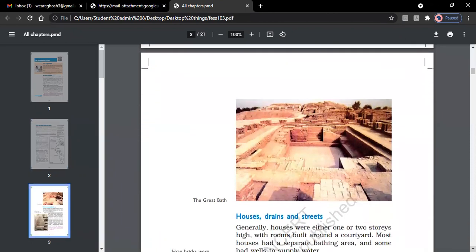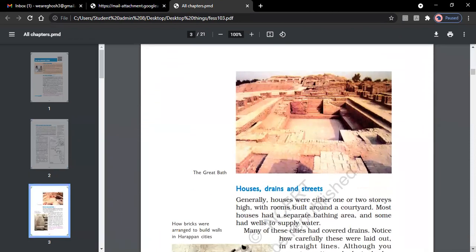Here you can get a picture question. You get the picture of the Great Bath, and the teacher can ask you: where is the Great Bath situated? Why was the Great Bath important during the Harappan period? And give one feature of the Great Bath.